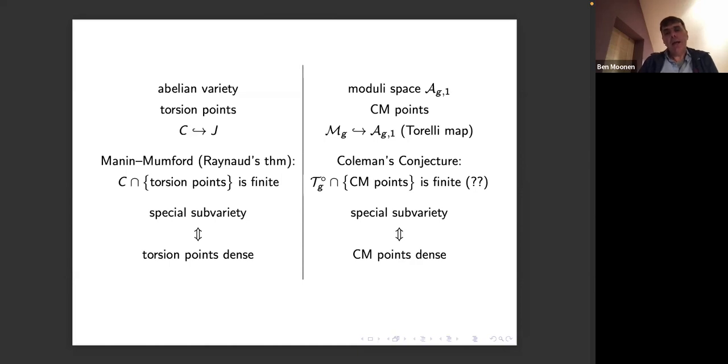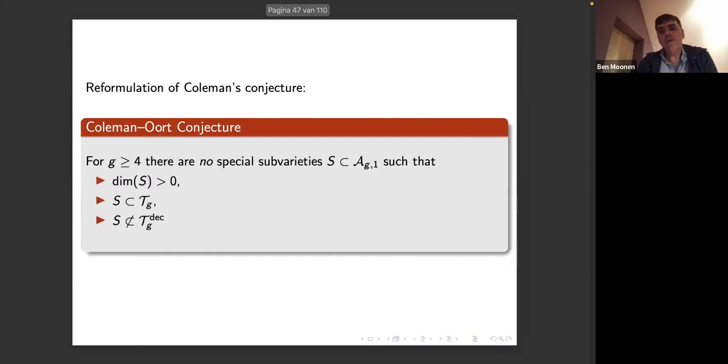And that means that now we have sort of filled in the table. We have a very nice analogy. We can talk about special subvarieties. These are the subvarieties where the CM points are dense. And it also means that you can now rephrase Coleman's original conjecture.